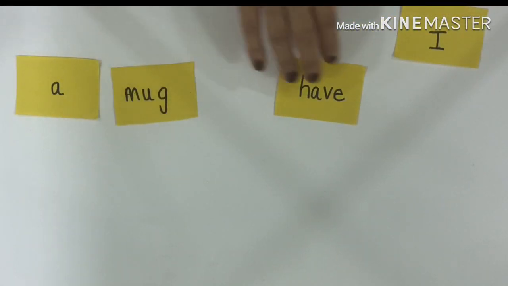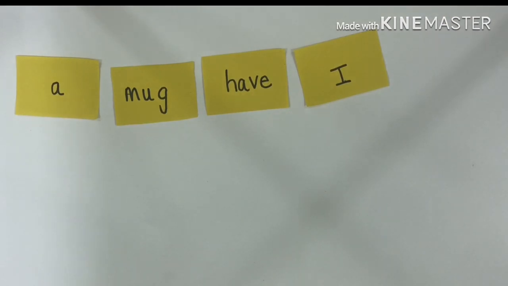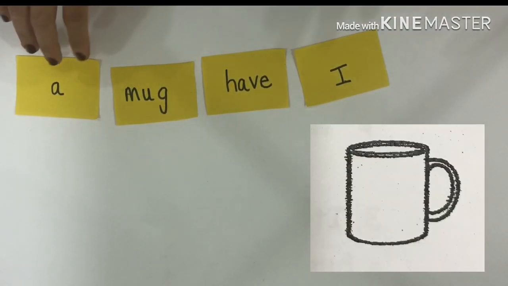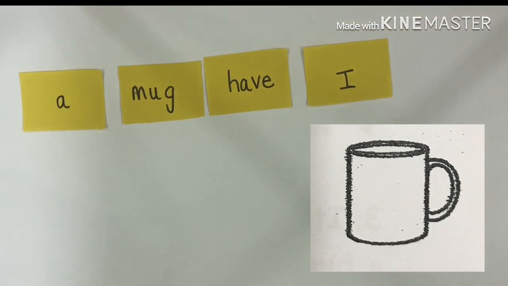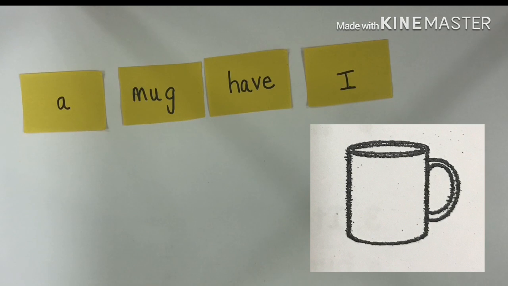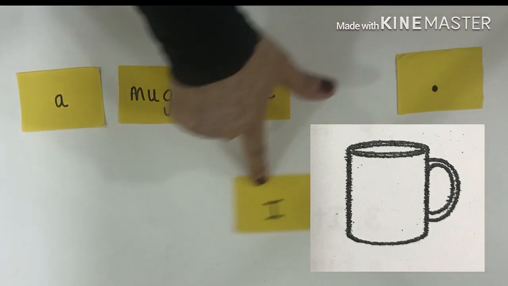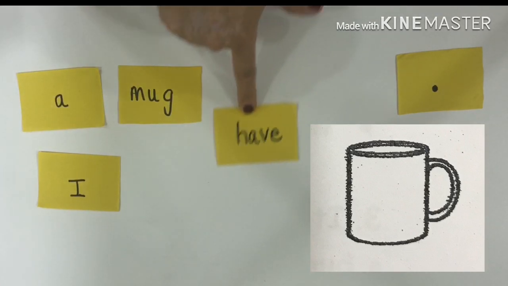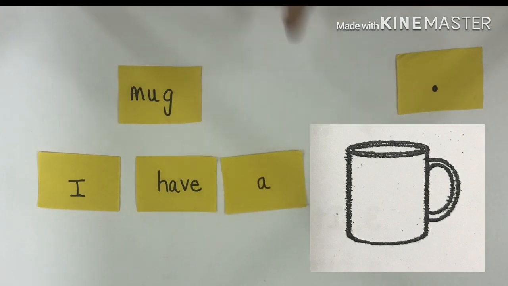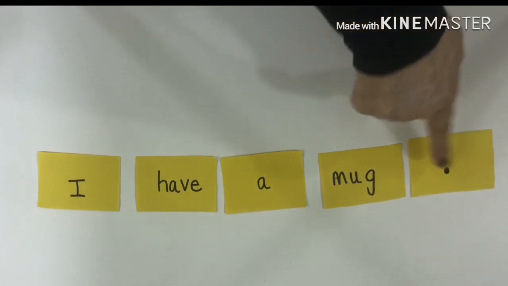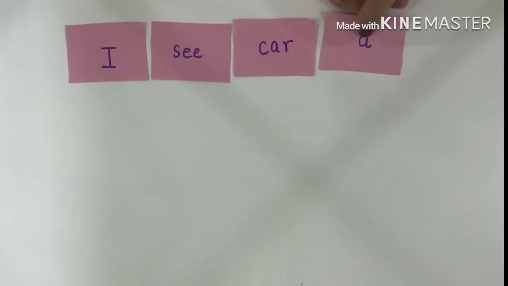Another example. A, mug, have, I. Now, I see the capital letter here is I. So it's talking about me. So I will be putting the I at the start of the sentence. And what do I see in the picture? I can see a picture of a mug. So we're going to talk about my mug. Right? So the sentence will go as: I have a mug. And the full stop. That makes sense. I have a mug.